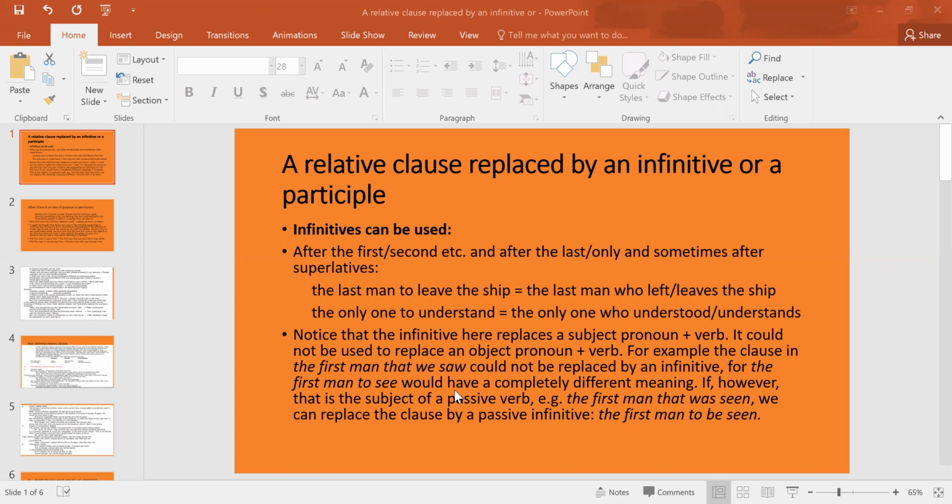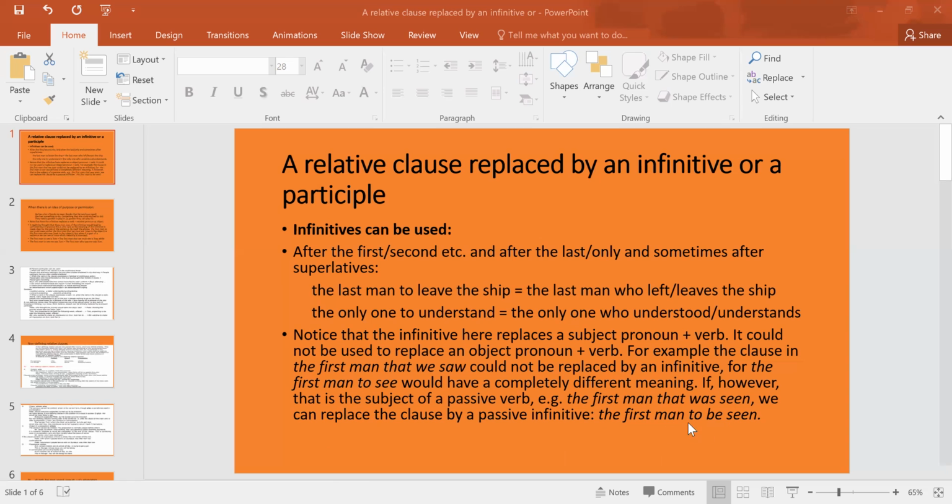So if we write it like this, if we want to write it like this, the first man to see, it would have a completely different meaning. If, however, that is the subject of a passive verb, for example, the first man that was seen, we can replace the clause by a passive infinitive: the first man to be seen. You can write the first man that was seen in this way as well.